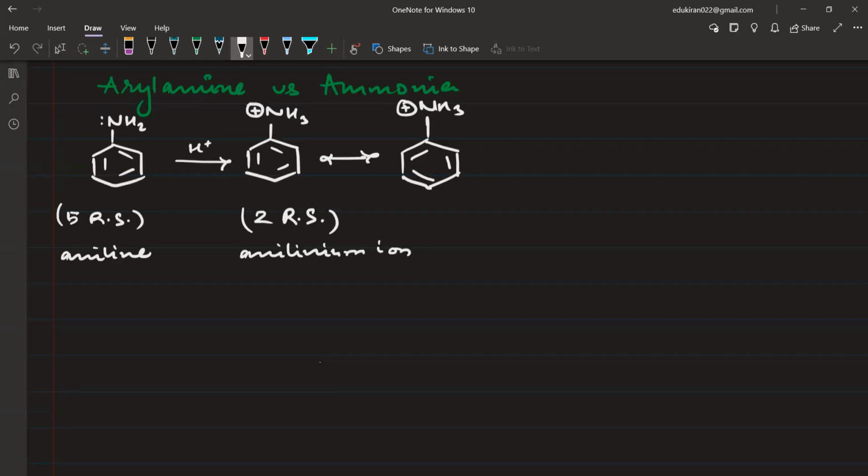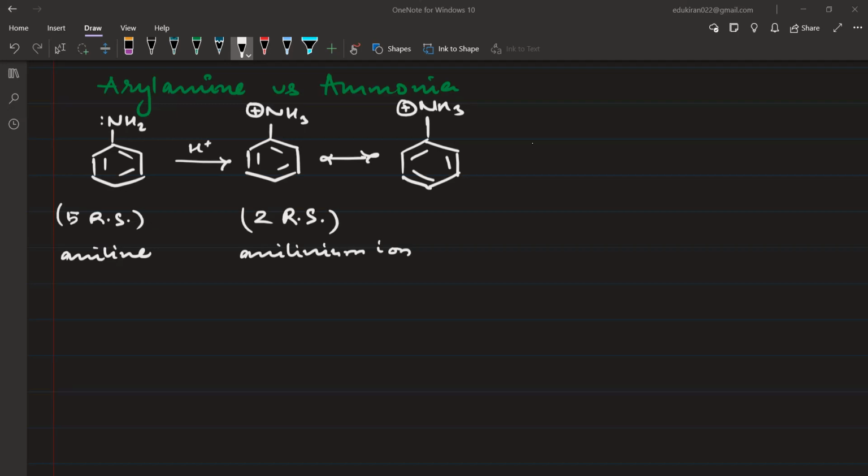So obviously, which is more stable? Aniline is more stable or anilinium is more stable? Guys, tell me, which is more stable? Aniline or anilinium? Aniline. Aniline is more stable. अब अगर aniline is more stable, तो वो तो खुद नहीं चाहेगा ना रिएक्ट करने के लिए. It will not want to take the H plus ion. ठीक है. So that is one reason.